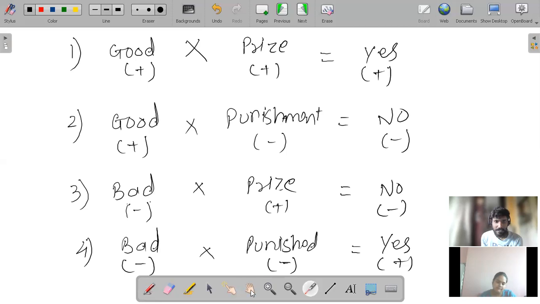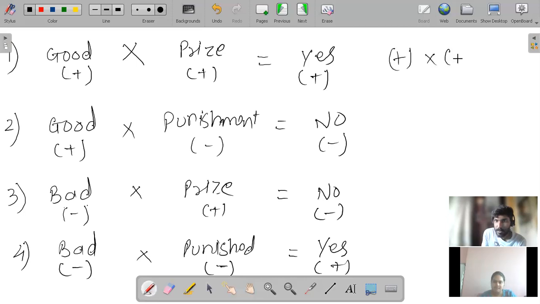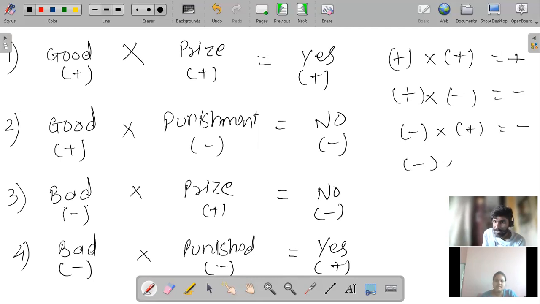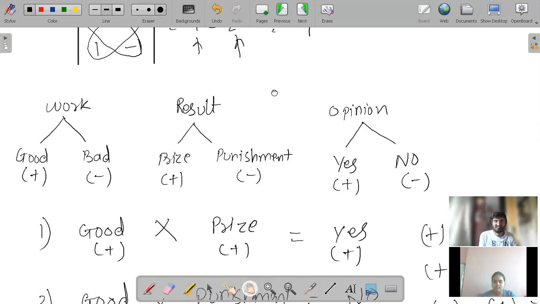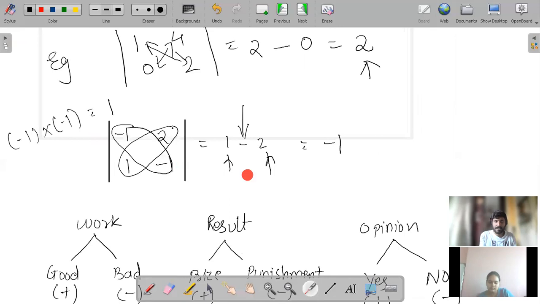Yes. So in simple words, plus into plus is plus, plus into minus is minus, minus into plus is minus, and lastly minus into minus is plus. Okay, so now this should help you remember. Now do this. Tell me this answer.